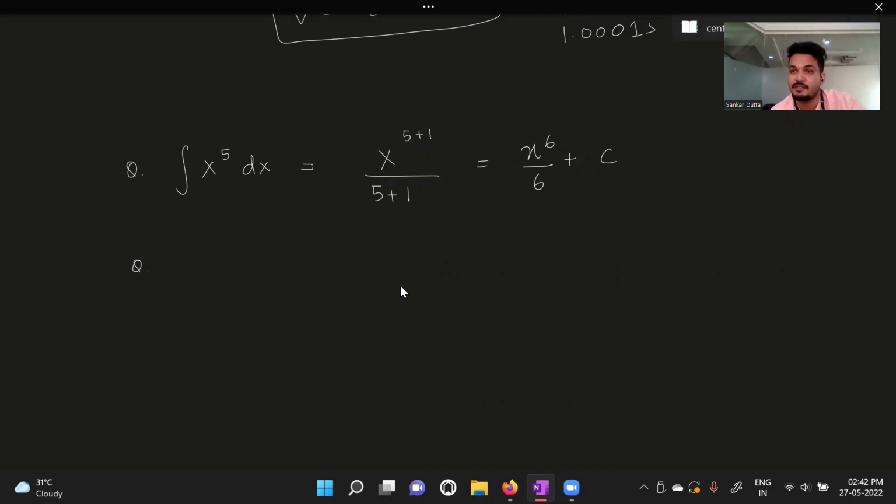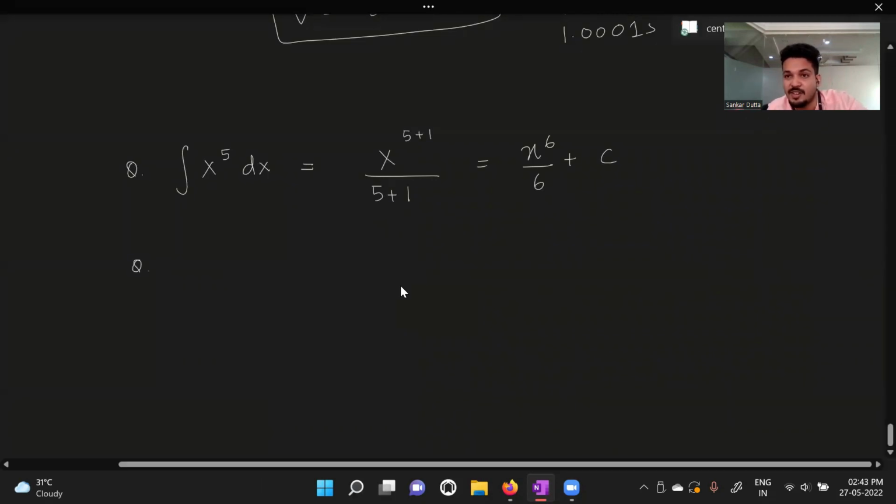Whenever you see an indefinite integration without any numbers, just write a c, because this c is there to compensate for any extra numbers that might be generated during the integration.